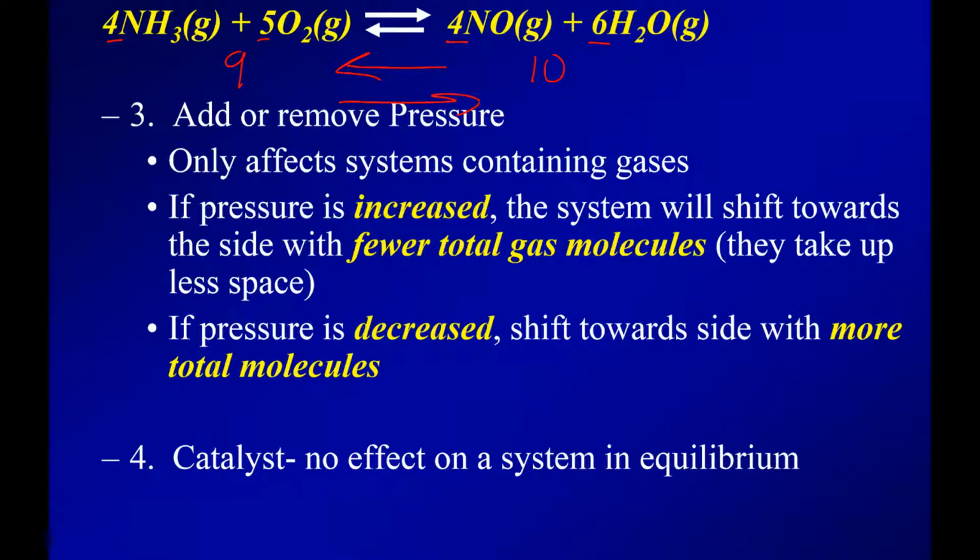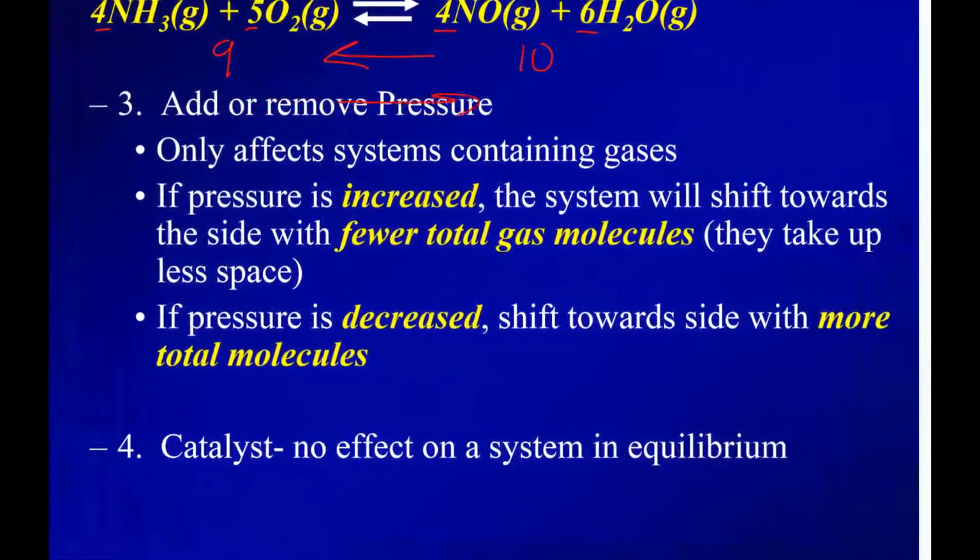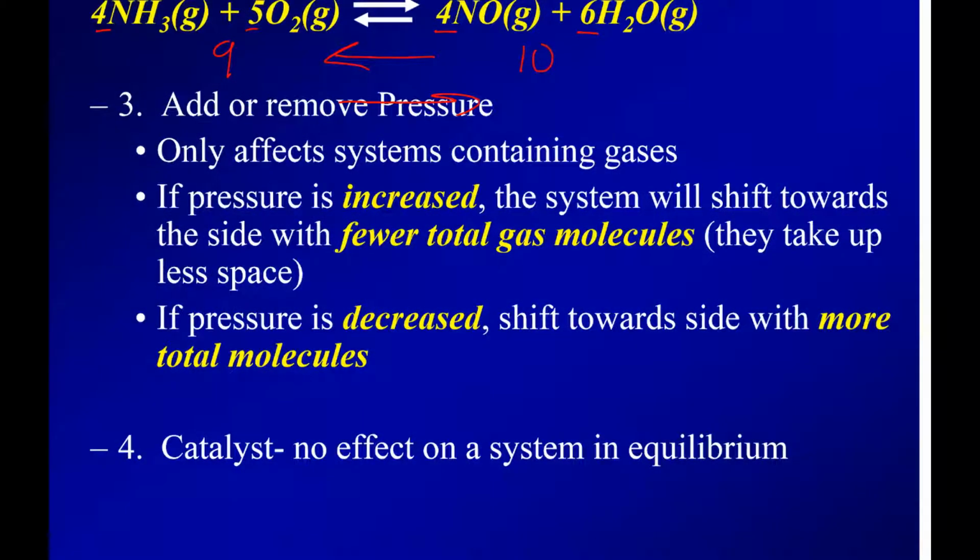And then finally, a catalyst in a system in equilibrium has no effect on it. We're going to deal with catalysts in a system that's not in equilibrium, so a system that goes to completion, in which case a catalyst will affect those, but it doesn't for a system that's in equilibrium. All right, that concludes Le Chatelier's principle.